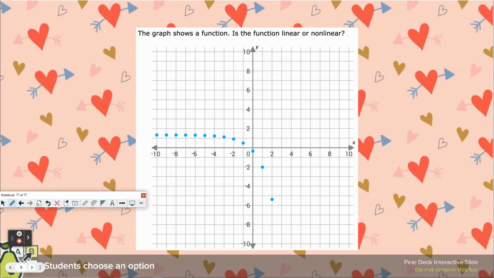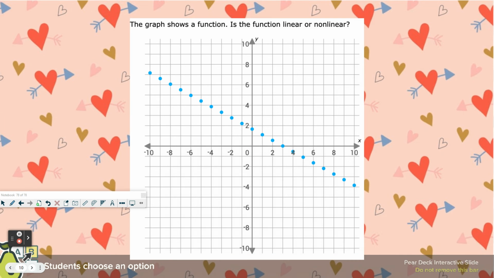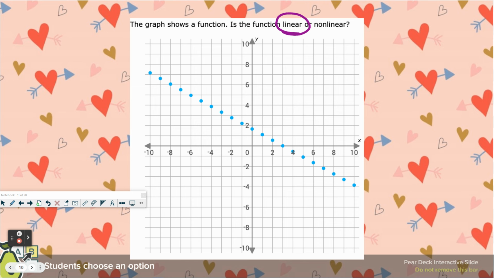This would be nonlinear. First of all, it's not even connected. And if it was, it wouldn't be straight. It wouldn't be made with a ruler. It's not a straight line. Okay? This one, is it linear or nonlinear? So if we think about it, linear means a line and it's constant. Are these consistently spaced apart? Yes.